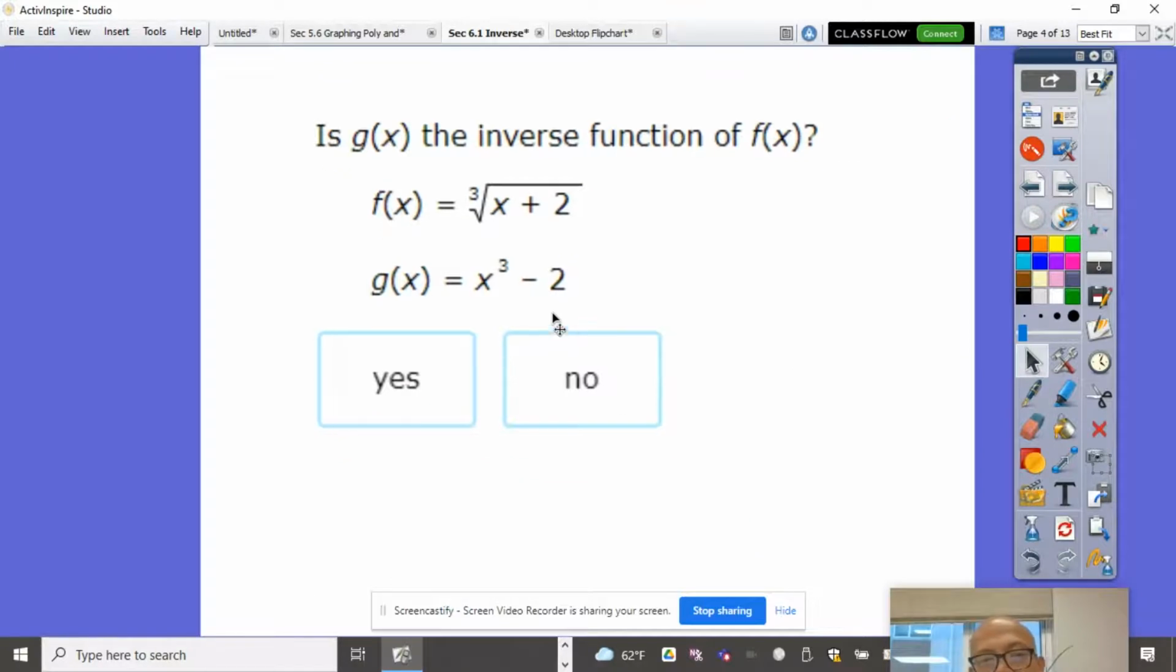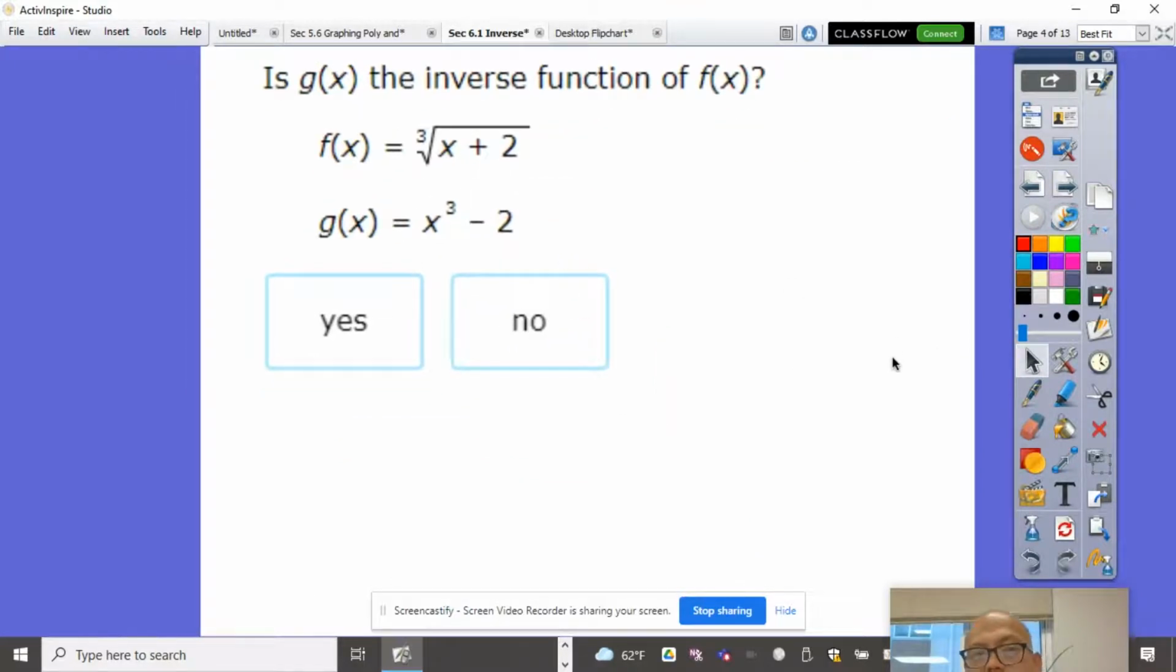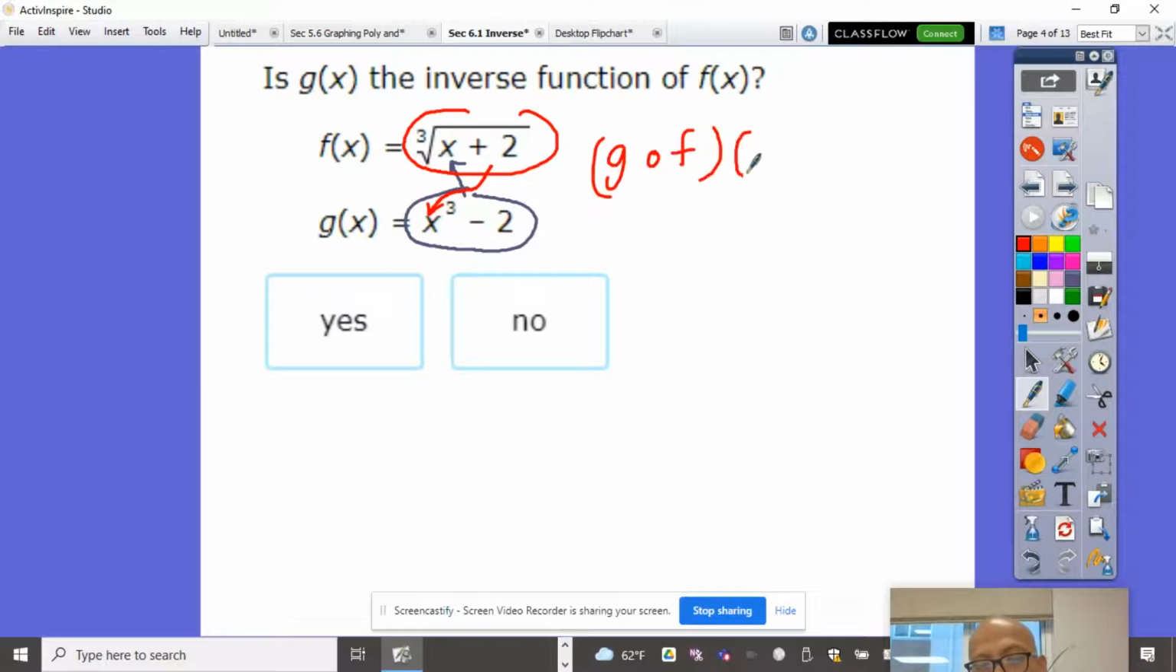Let's try this problem here. Is g of x the inverse of f of x? So we can plug this in right there, or vice versa. We can plug this into the x there. That's the definition of g of f of x. This time, if you notice, I'm starting with g of f of x. A while ago, I did f of g of x. It's the same thing.